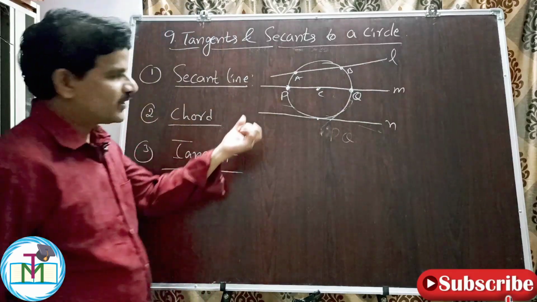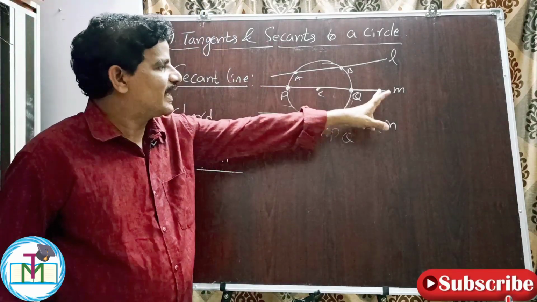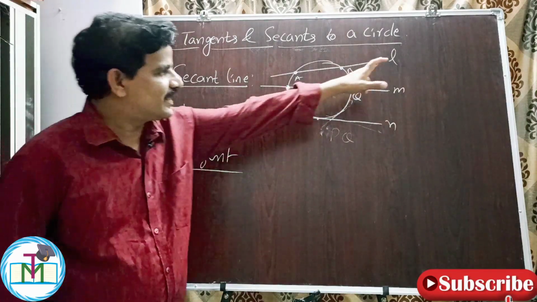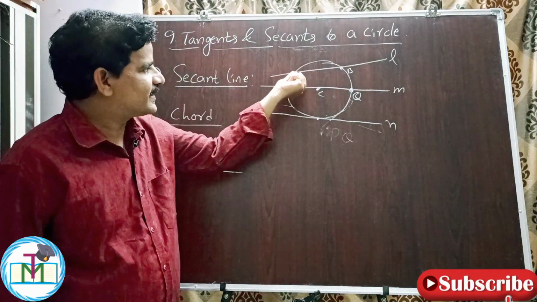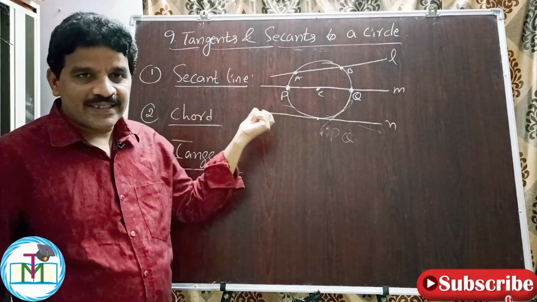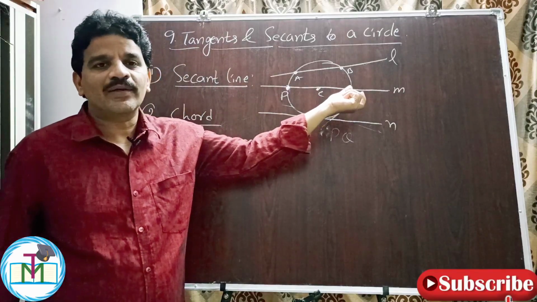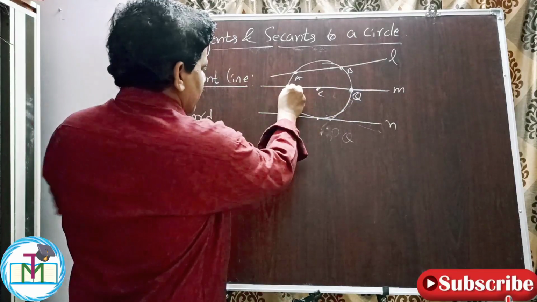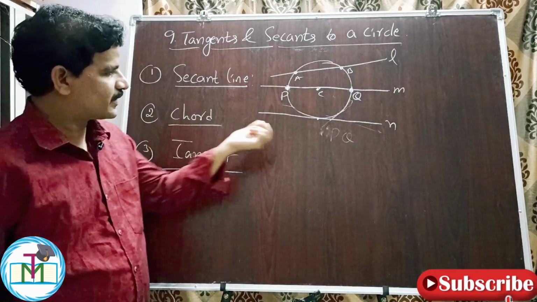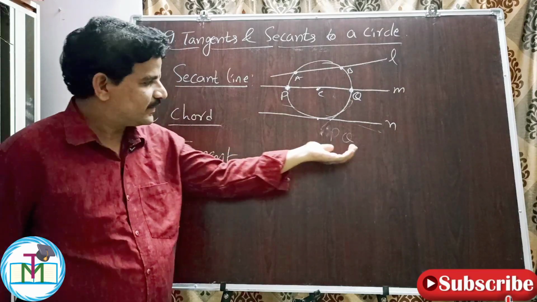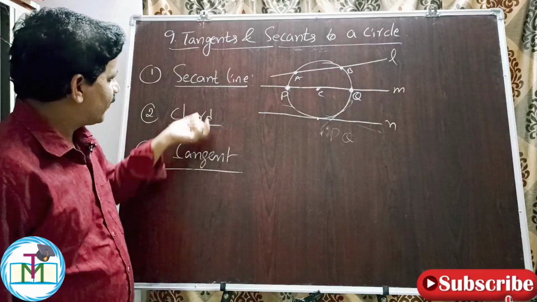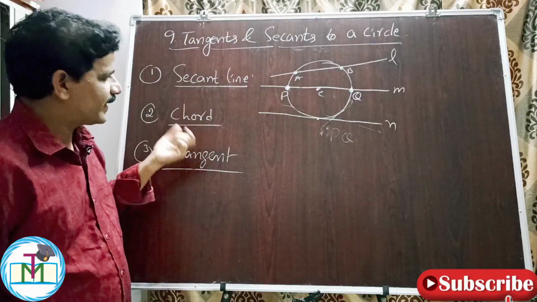If you see the diagram here, what is L, what is M, what is N? All are lines, straight lines, no doubt. But L is a secant line which intersects the circle at two distinct points. Next, M is also a secant line which passes through the diameter of the circle. So in this case the part PQ is called chord. Next, N is a line which touches the circle, therefore it is called tangent. So this is the difference between secant line, chord and tangents.